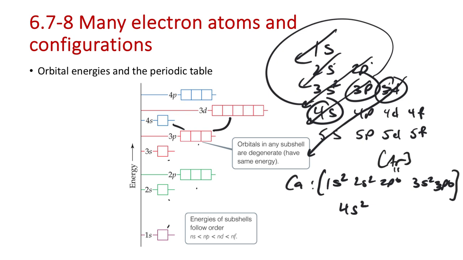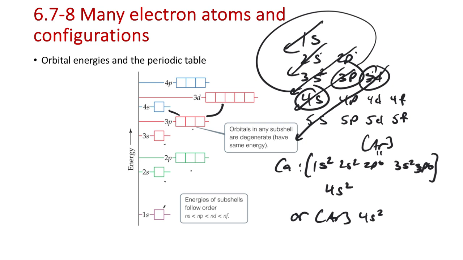So we could call it also argon 4s2. Obviously it's a lot easier to call it argon 4s2 or to write that out. But I want to make sure we understand what argon's configuration is so we understand what we mean when we write argon 4s2. Now, what about titanium?